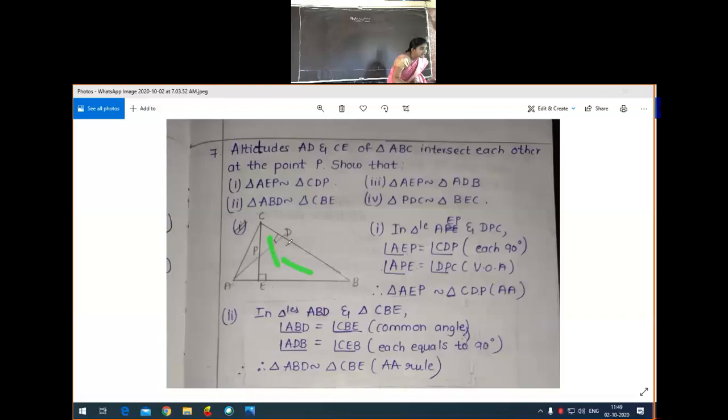Then angle ADB is 90 degrees, angle CEB is also 90 degrees. This angle and this angle are 90 degrees. So according to AA criteria, the two triangles are similar. Very simple question now. Here we have 4 parts to prove, but they are simple questions.